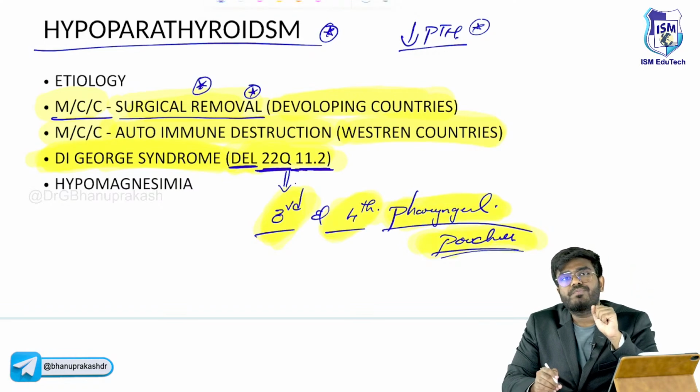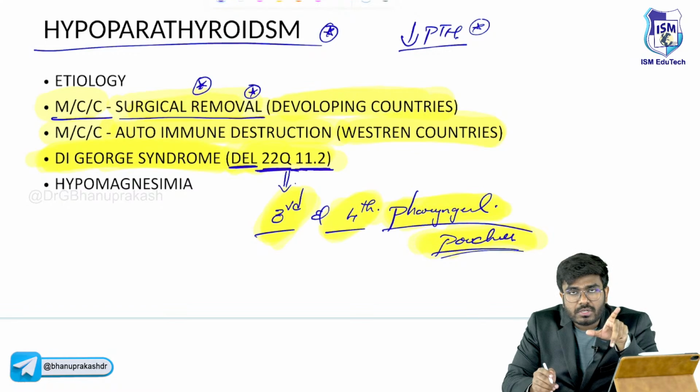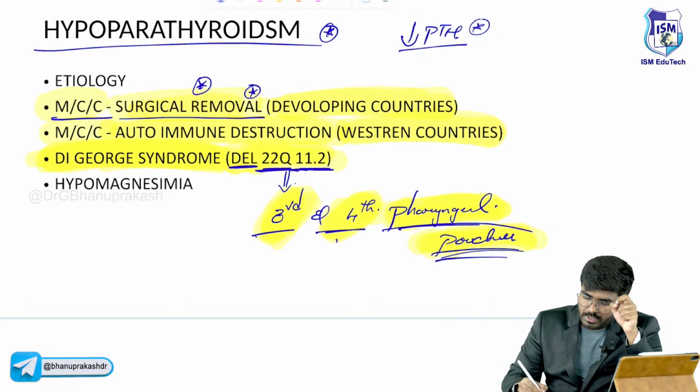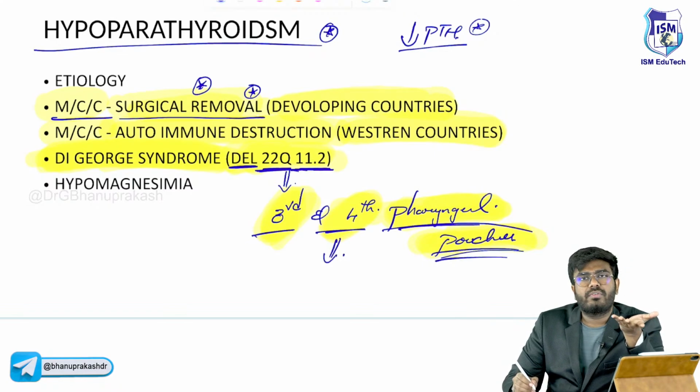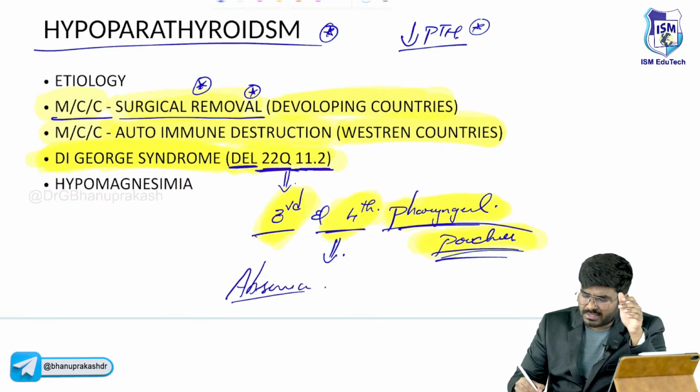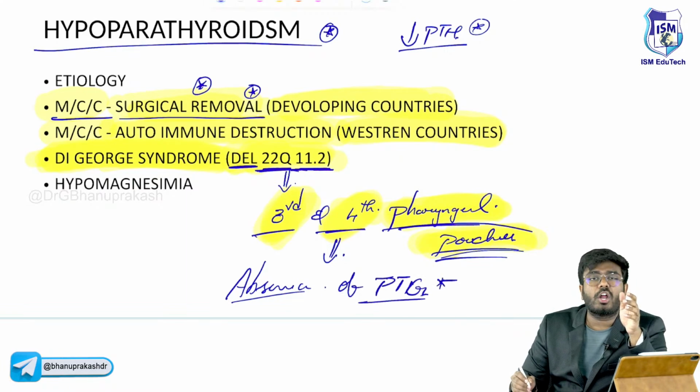Now I have explained to you: from the fourth pharyngeal pouch come the superior parathyroid glands, and the third pharyngeal pouch gives rise to the inferior parathyroid glands. As the third and fourth pharyngeal pouches are not developed, there is absence of parathyroid glands. Parathyroid glands are not developed.